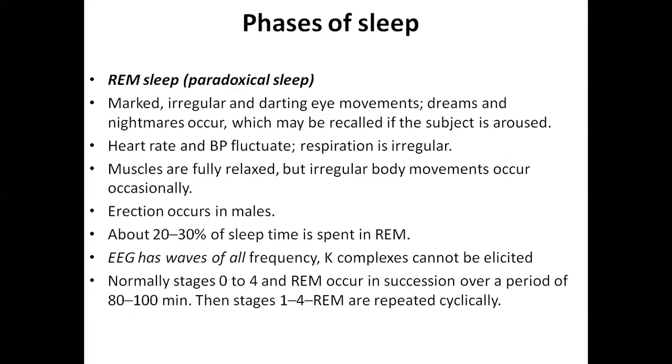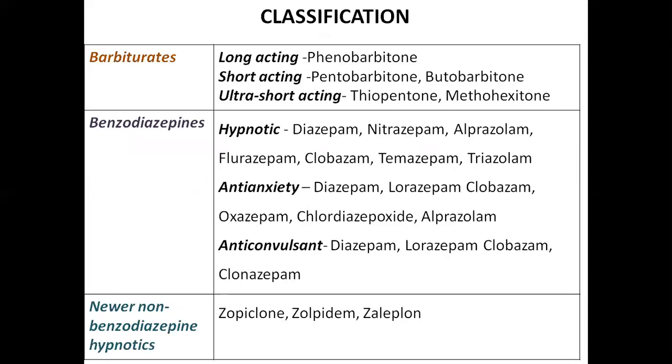Okay, I already said the sleep cycle constitutes around 80 to 100 minutes. It starts from stage 0, 1, 2, 3, 4, and then REM sleep. It will occur over a period of 80 to 100 minutes, and these stages are repeated cyclically. Okay, coming to the drugs, the classification of the sedatives and hypnotics goes like this.